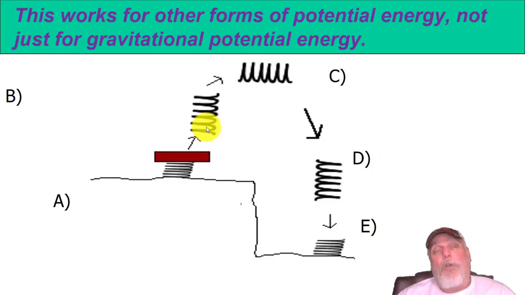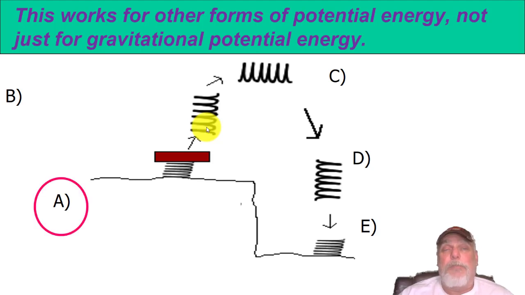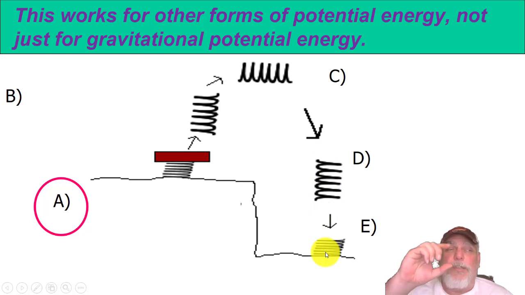This doesn't work just for gravitational potential energy. It also works for other forms. Here, for example, let's take a look at elastic potential energy. Well, at point A, what's happening here? Well, what's happening is we have this spring, and you're going to squish it down and hold it down here, and then release this trigger, pull this out. What's going to happen? Well, the spring is going to stretch out and spring out, and then fall, and then hit the ground. And as it hits the ground, you see that the spring gets squished again.